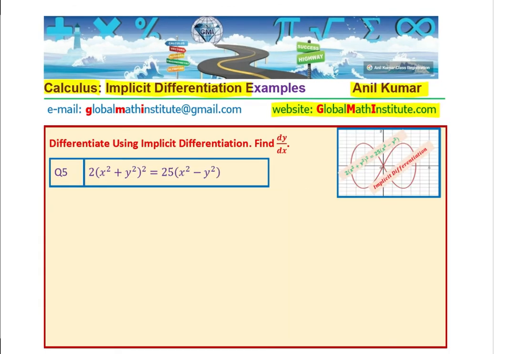So the question is 2 times x squared plus y squared whole square equals 25 times x squared minus y squared. That's a relation given to us. We need to find dy dx. Well, this is a very interesting relation whose graph will be like shown here. It is really not a function, it is a relation, and kind of difficult to isolate y from this particular relation. Implicit differentiation is the perfect way of finding the derivative with respect to x for such relations. Let us see in this video how we do it, right?